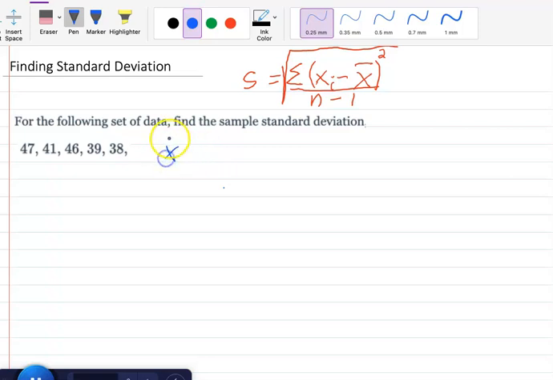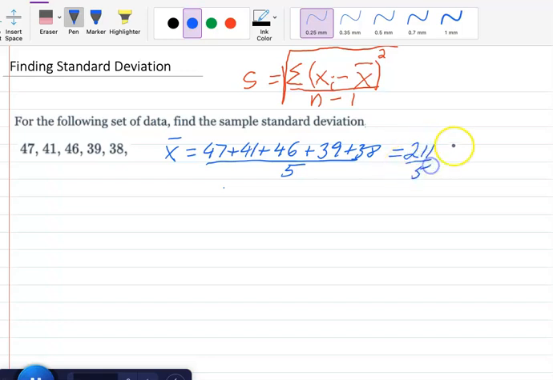So I have x bar equals, we're going to add all the numbers, 47 plus 41 plus 46 plus 39 plus 38, divided by 5. This is kind of a review of how to find the mean. So we have 211 divided by 5, which equals approximately 42.2. So that's the mean.